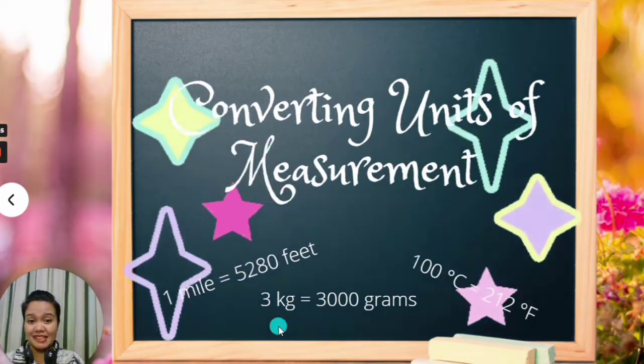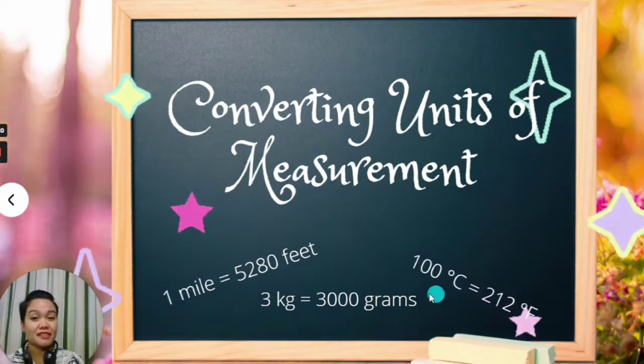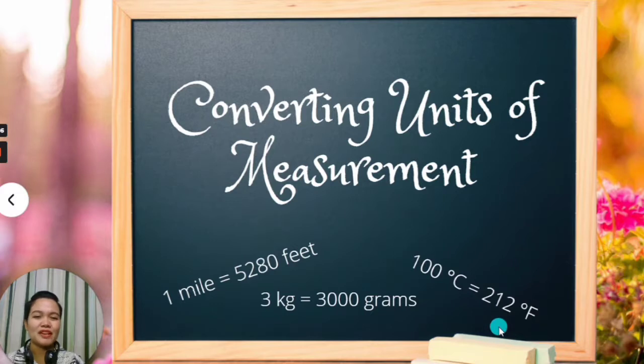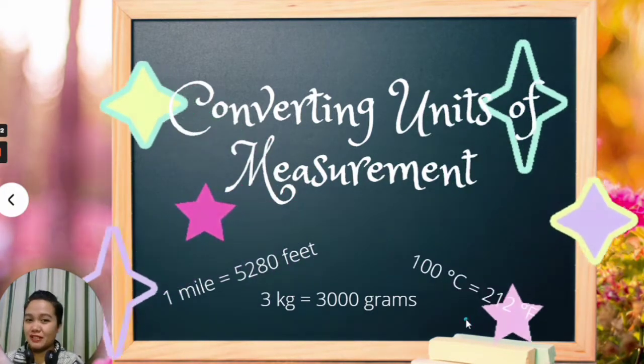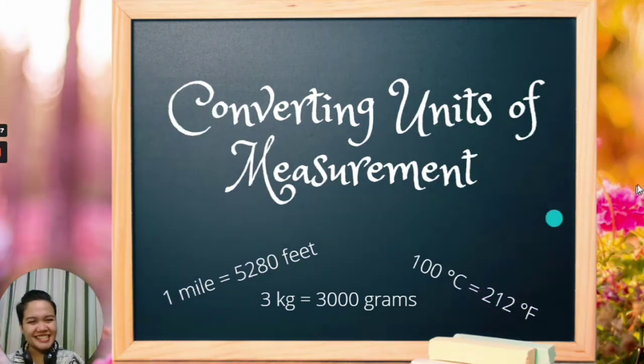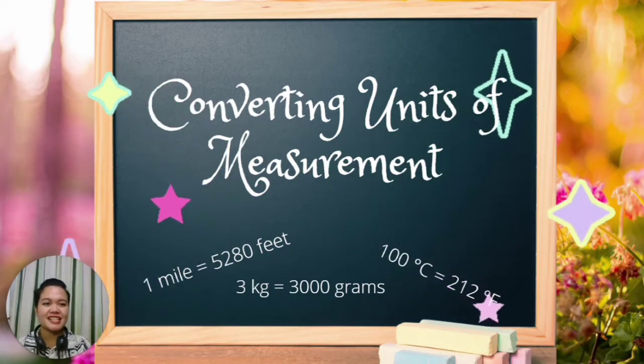For mass, you have 3 kilograms is equal to 3,000 grams. And for temperature, you have 100 degrees Celsius is equal to 212 degrees Fahrenheit. Alright, so I'm going to teach you how to convert these measurements. Let's get started. Alright, so let's start with the conversion process.